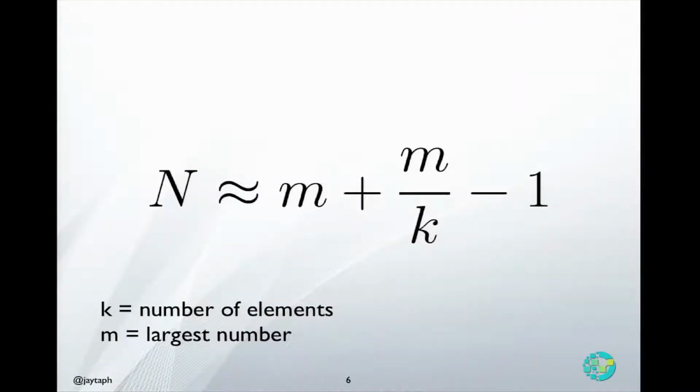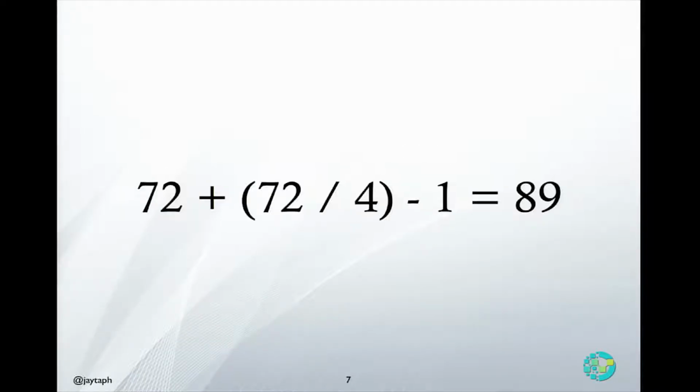Now here's the thing. A statistician says there is a formula, namely this: N is sort of kind of m plus m divided by k, minus 1, where m is the largest identification number we saw, and k is the number of elements, the number of tanks, 4 in this case. If we fill this in, we get 72 plus 72 divided by 4, minus 1, is 89. So by the fact that we saw a tank with identification 72, plus the fact that we saw 4 tanks, we can say most likely there are 89 tanks just by seeing 4 tanks. Does that make any sense? No. But actually it does.